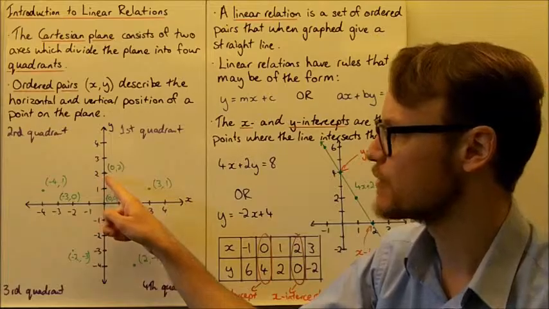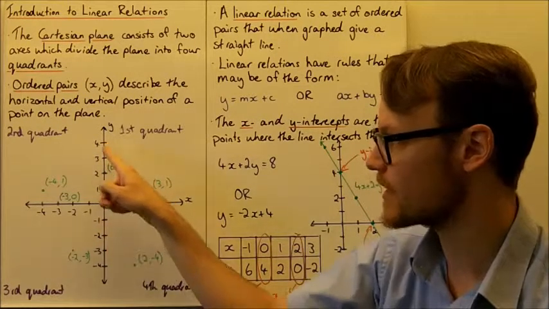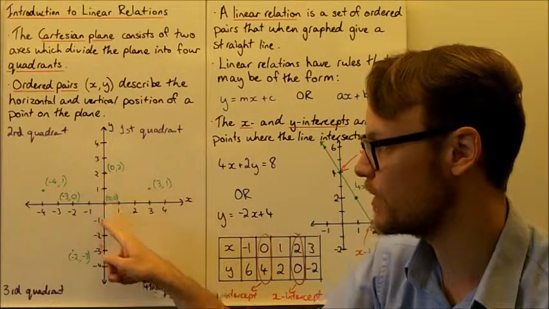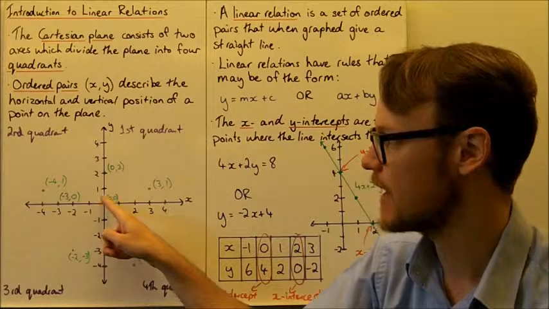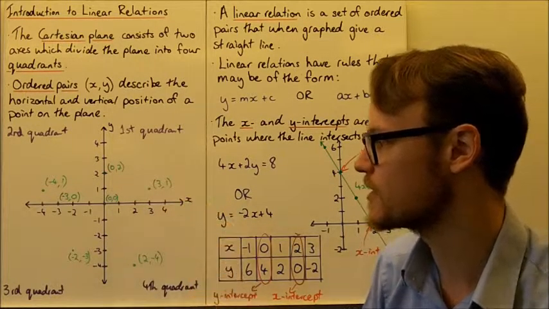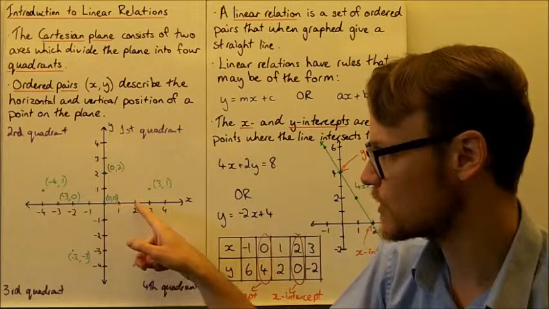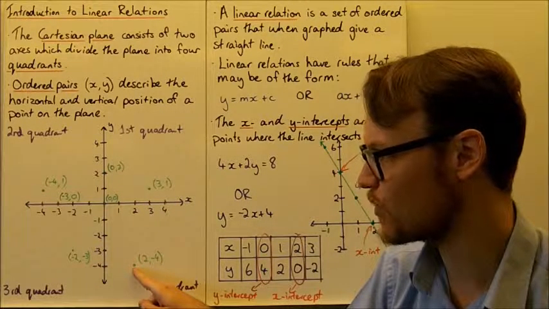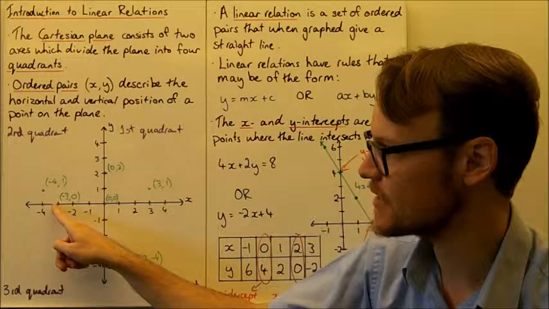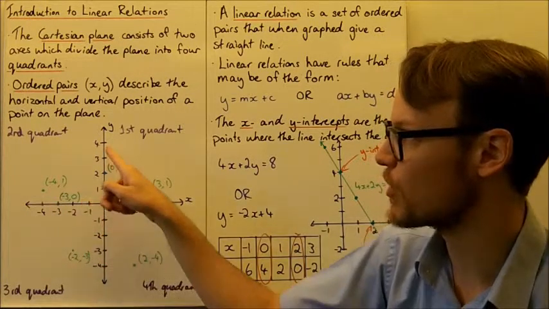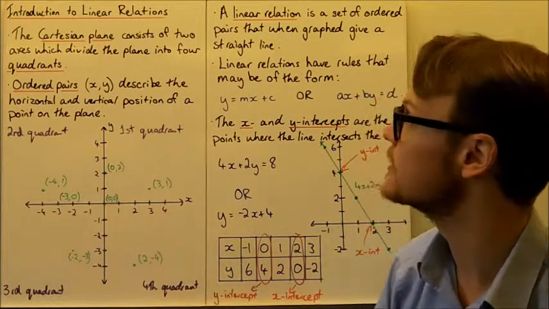So for example, this point is on the y-axis. Its coordinates are 0, 2, because it's 0 on the x-axis and 2 up on the y-axis. This point here, 3, 1, is 3 along on the x-axis and 1 up on the y-axis. This point here is 2 along on the x-axis and 4 down on the y-axis. It's at the point -4 on the y-axis. This point here is on the x-axis. It's -3 on the x-axis and it's 0 on the y-axis because it's on that x-axis there.